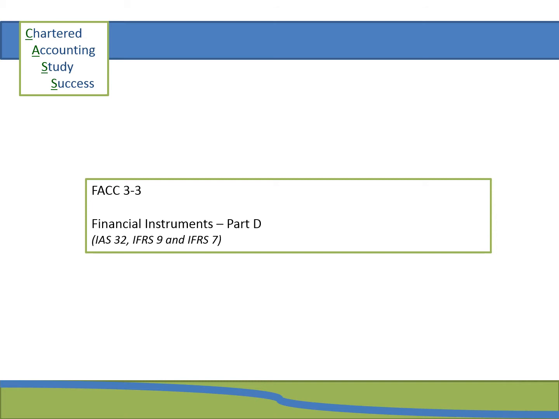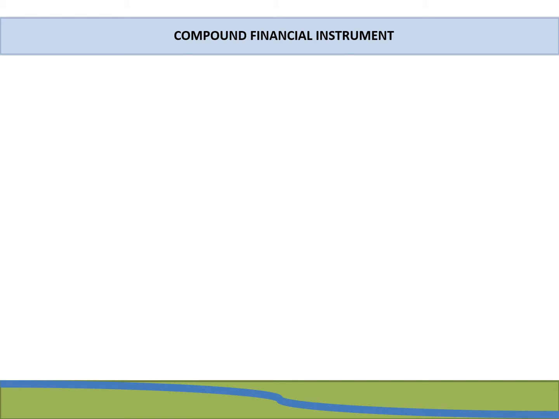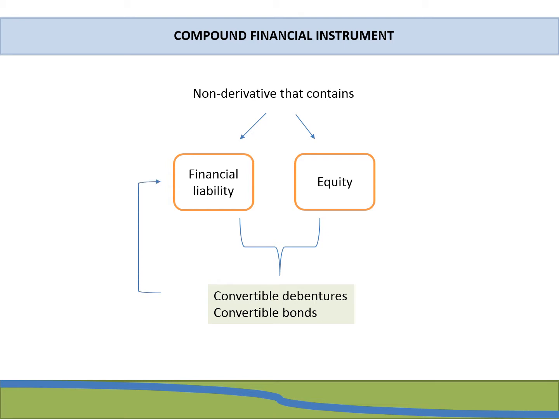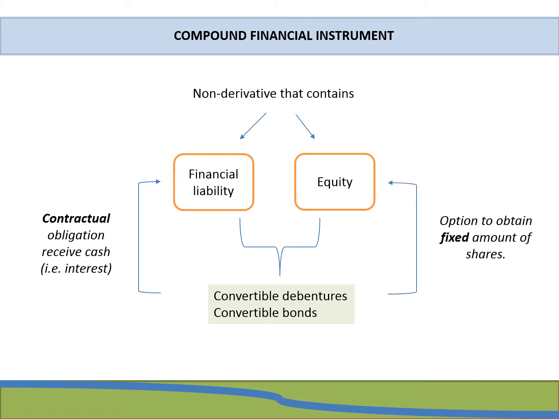In this presentation, we will be having a look at compound financial instruments as well as the disclosure that is required for financial liabilities. A compound financial instrument is a non-derivative that contains both a financial liability and equity. Examples of this include items such as your convertible debentures as well as convertible bonds. These are financial instruments as they contain a contractual obligation to receive cash, for example, interest, and they come with the option of obtaining a fixed amount of shares.